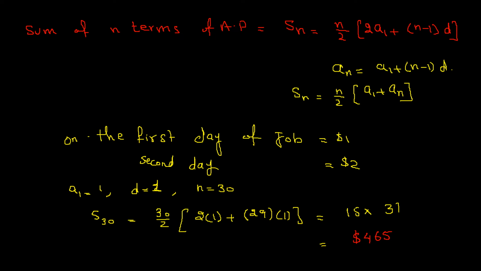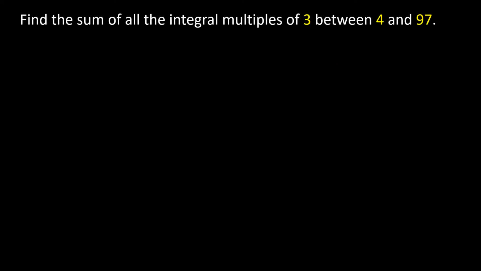We will also see some more problems related to the sum of an AP. Here it says: find the sum of all integral multiples of 3 between 4 and 97. So between 4 and 97 we have to find the sum of all integral multiples of 3. The first integral multiple of 3 between 4 and 97 will be 6, and the next one will be 9, and so on. It will continue, but 97 is not a multiple of 3.